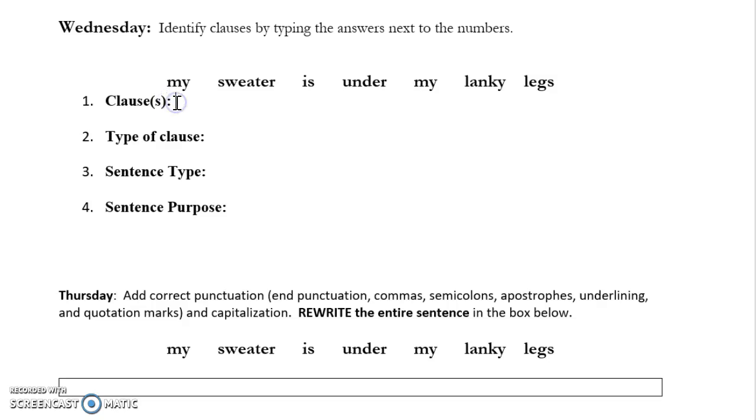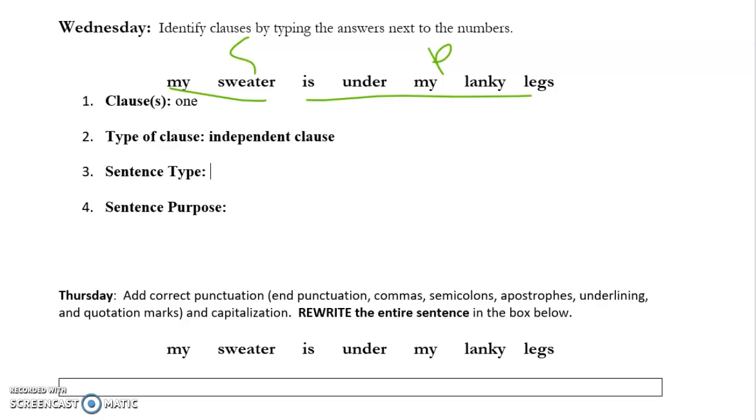So for clauses, we're just going to write the number one. Then we're going to go to type of clause. So is this an independent clause? Can it stand by itself? Or is it a dependent clause? Well, if it has a subject and a predicate, this means it is a single sentence, not a fragment, it is an independent clause.